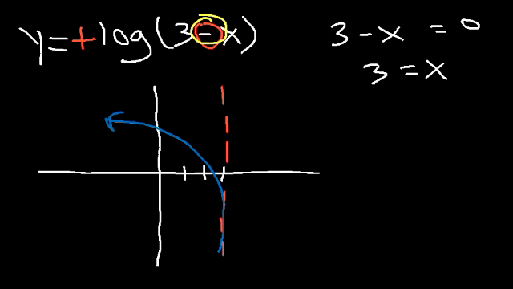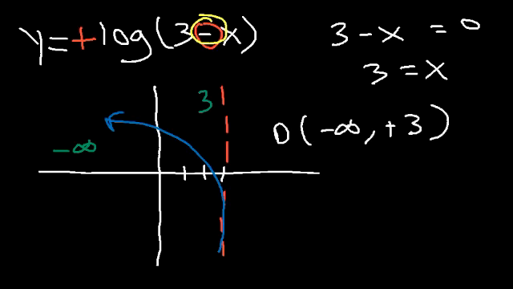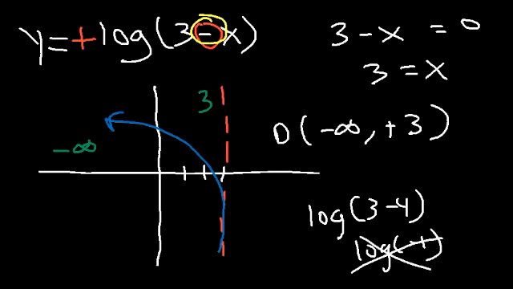So what about the domain? The lowest x value is negative infinity, the highest is 3. So the domain is going to be negative infinity to positive 3. If you plug in 4 or any number beyond 3, you're going to get a negative number. Log negative 1 does not exist. If you type it in your calculator, you're going to get a math error.